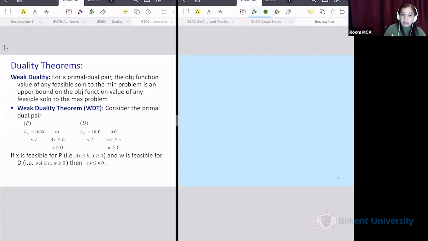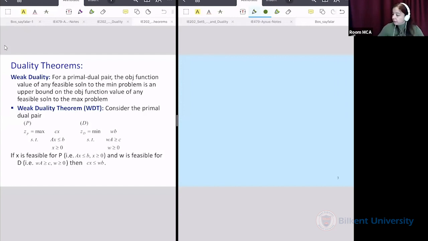Be careful again. Let's read it again. It says, take a primal dual pair. Any feasible, not necessarily the optimum solution, all right? Any feasible for the primal and dual. Take a feasible from primal, take a feasible for the dual, any. Whichever is min, the objective function value for the feasible solution of the minimization problem is always an upper bound for the objective function value of the maximization problem, all right? This is really important. Let's look at the theorem and try to prove it.